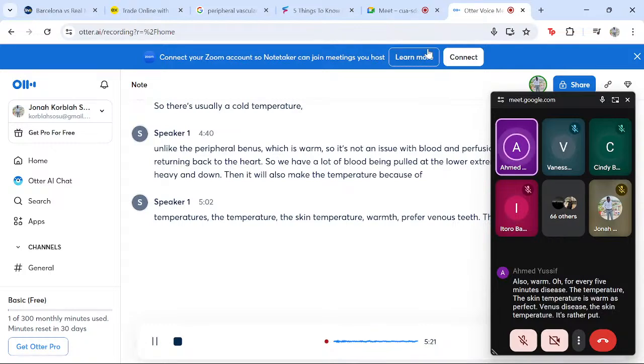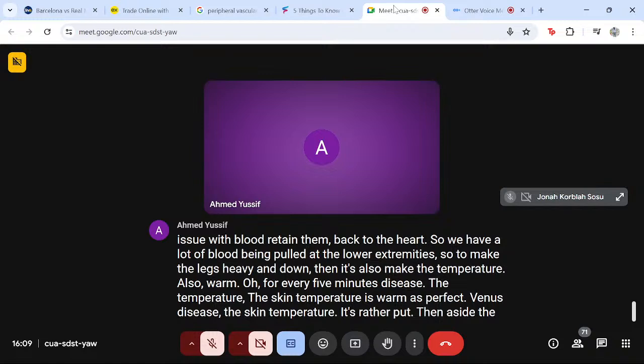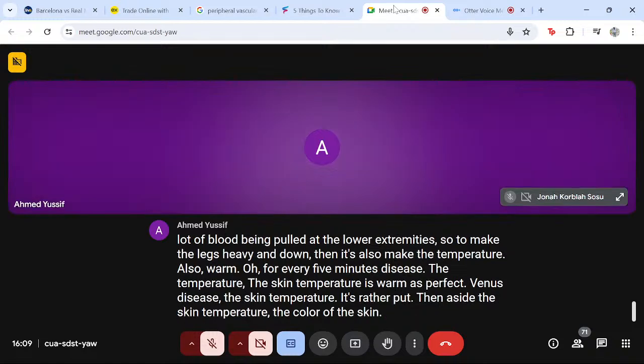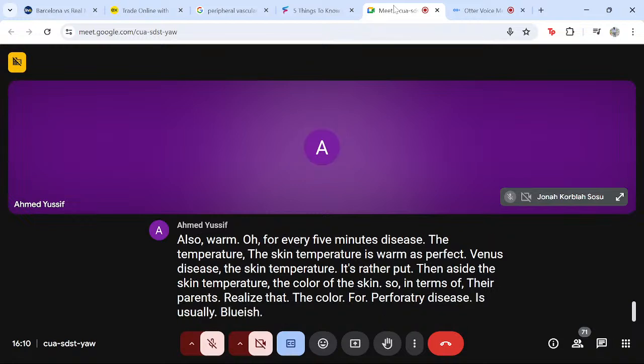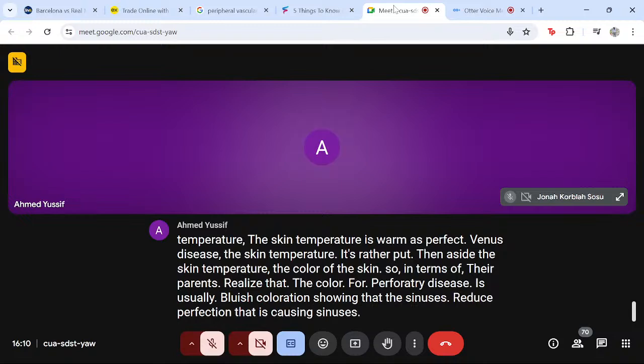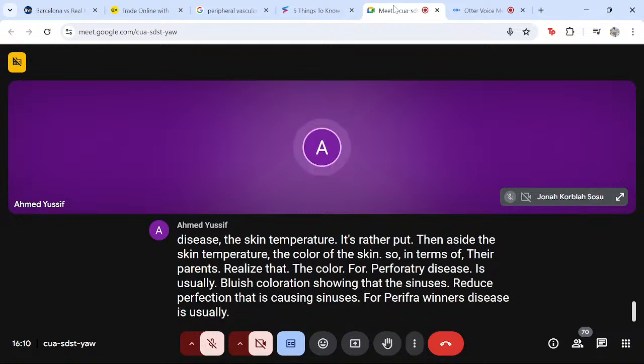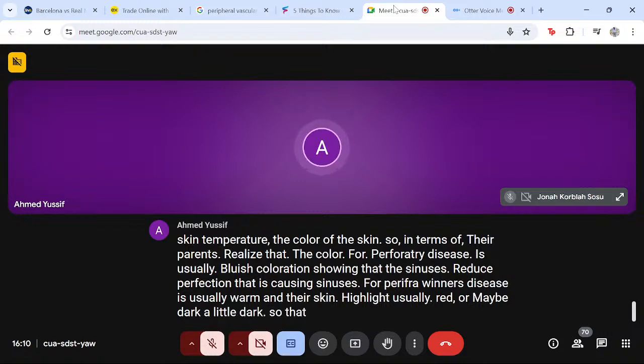Then, aside from the skin temperature, the color of the skin. So, in terms of the appearance, you realize that the color for peripheral artery disease is usually bluish coloration, showing that there's cyanosis. There's reduced perfusion that is causing cyanosis. For peripheral venous disease, it's usually warm and the skin color is usually red or it may be a little dark. So that is how the skin appears.